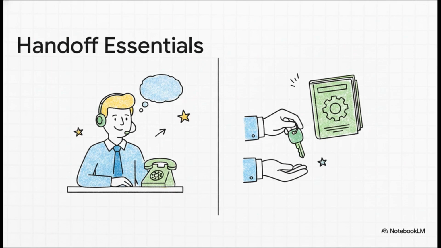Alongside UAT, the development team has to execute a completely smooth transition. That means hitting two major handoff essentials. First, establishing production support, so someone is actually there to pick up the phone when the client inevitably has a question on day 2. And second, the documentation handover. This is literally handing over the keys and the owner's manual so the client's own IT team knows how to maintain the vehicle going forward.